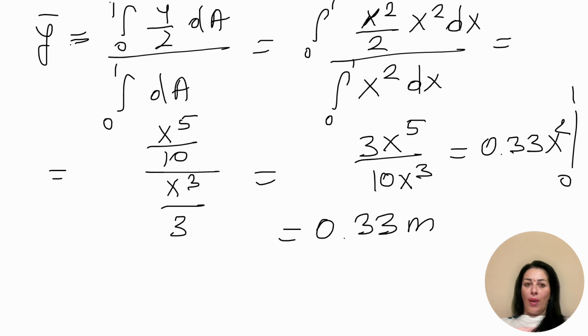The same situation for y bar. We will have again the integral from 0 to 1 of y half dA, and we said that y is equal to x squared. Instead of y, we will put x squared over 2, and instead of dA, we have x squared dx, and again we are dividing that by the integral from 0 to 1 of x squared dx. When we solve this, we will get x to the 5th over 10, everything divided by x cubed over 3. That means it will be 0.33 x squared, and the range is between 0 and 1. So the final solution will be 0.33 meter. So this will be one parabolic section. Take care about this, because in this case the only applicable solution will be the integration method.